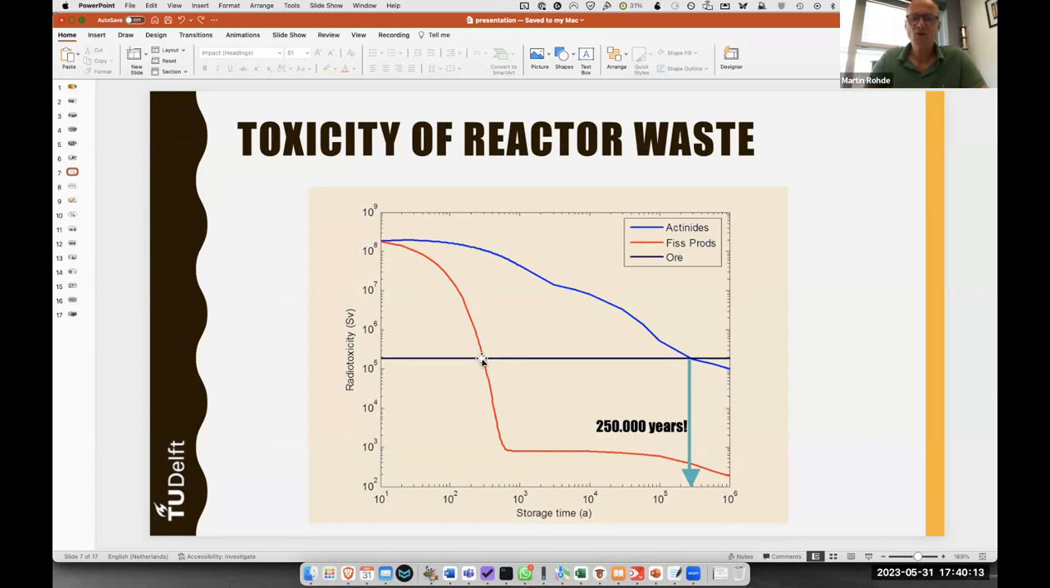And then the red line drops below the black line after about 300 years. So the fission products, they do not live for a long time. At least they lose their radiotoxicity very quickly.